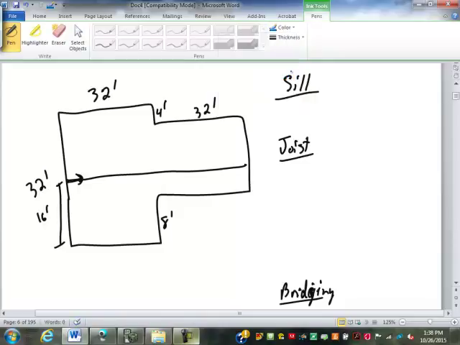Okay, so sills. How many linear feet of sills? What's that? 192 feet. Works for me. Anybody get something other than 192? 192 is the perimeter.